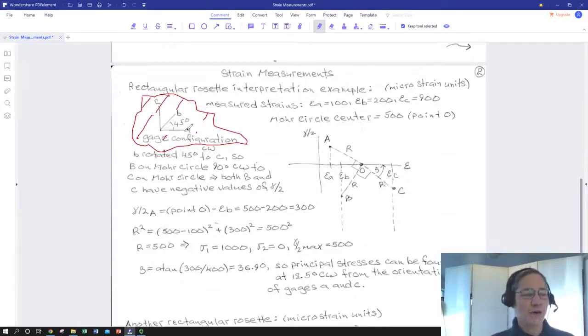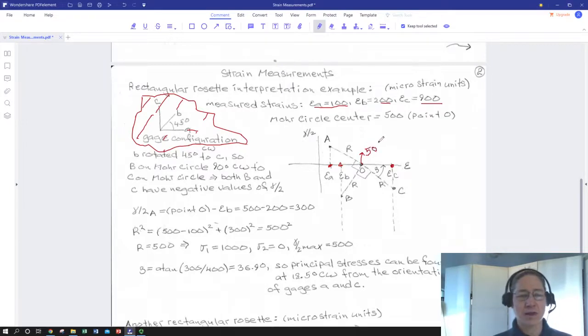So we've got A going in one direction, B is 45 degrees counterclockwise from A, and C is 90 degrees counterclockwise from A. So we get the following microstrain data. We get 100 for A, 200 for B, 900 for C. So we start plotting them on our Mohr circle axis. Here's 900, here's 200, here's 100. So the circle center is going to be at 100 plus 900 minus 100, so that's 100 plus 400. O is at 500 microstrain.